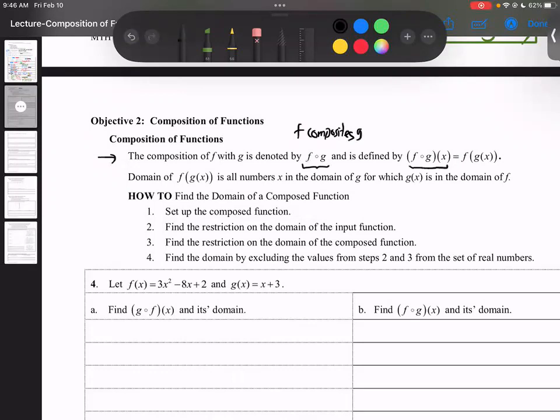Notation wise, it looks like this: f little circle g, parenthesis, and then of x. Again, that's not multiplication. That little x right there, that's not multiplication. x is the input of f and of g. Well, in this case of g first, right? And then g of x is the input of f.